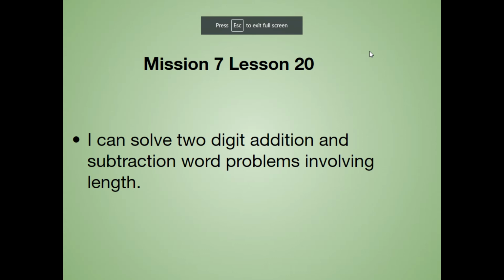Right, good morning. We are going to be working on Mission 7, Lesson 20. Read your I can statement together with me. I can solve two-digit addition and subtraction word problems involving length.